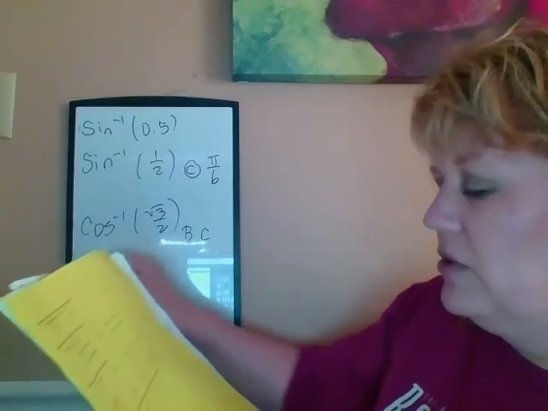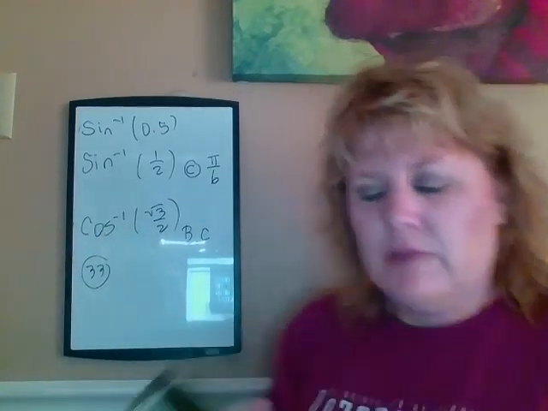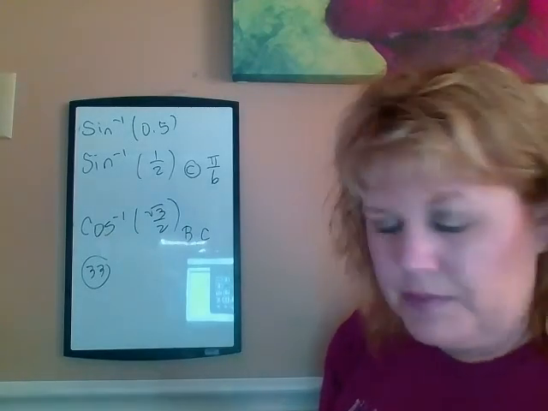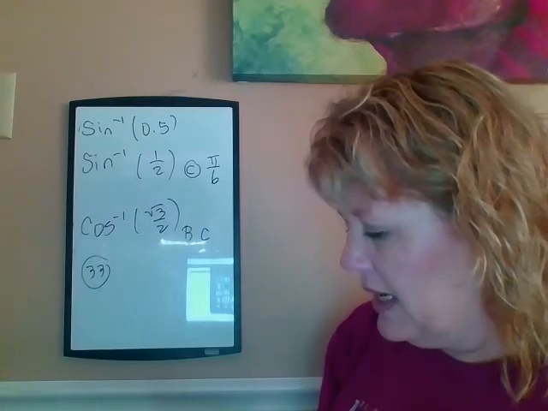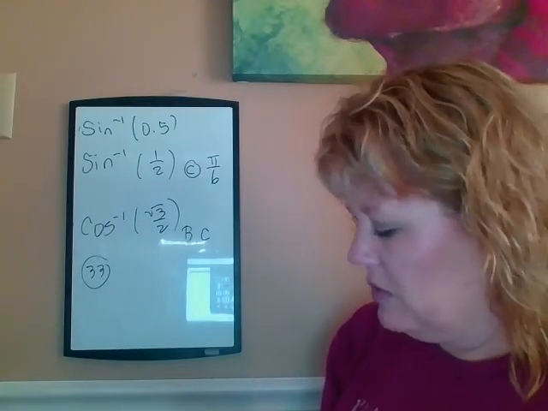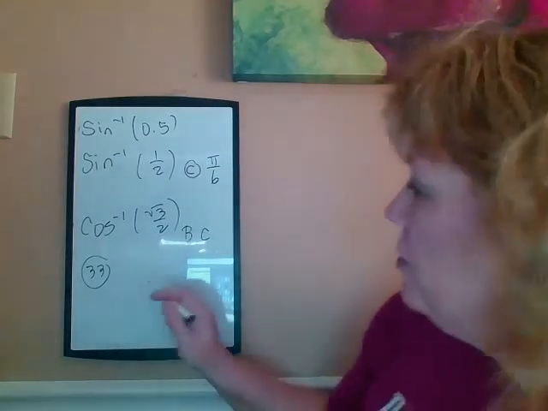33, tan inverse of 0.9. You're going to put that in your calculator. I didn't even put an answer on the study guide for that. Second tangent of 0.9. Let me put my calculator in. It's in radians. So what is that? I get 0.73, which is C.